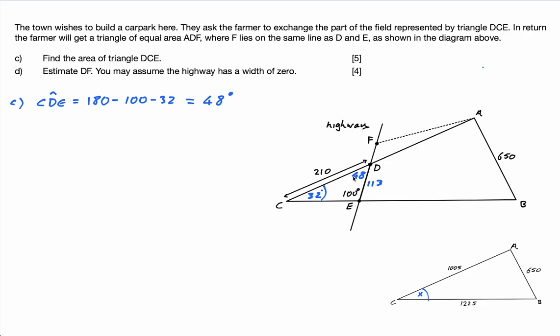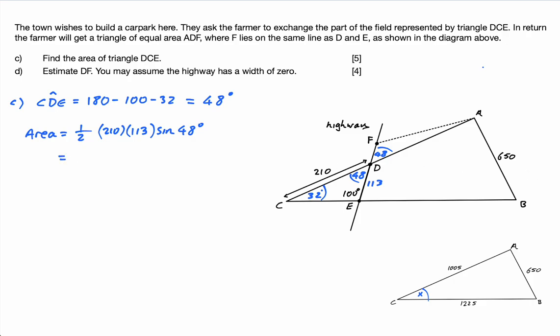Now, if this is 48, by the way, for the next question, this is 48 because these are opposite angles. Anyway, so now I have that angle. I can find the area. The area of a triangle is a half this times sine of this. A half 210 times 113 times sine of 48 degrees. That's our half AB sine C. That is in the formula booklet.